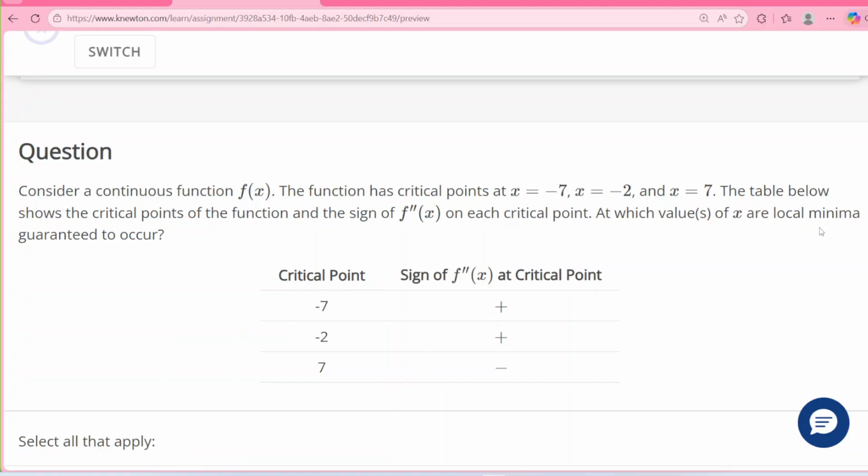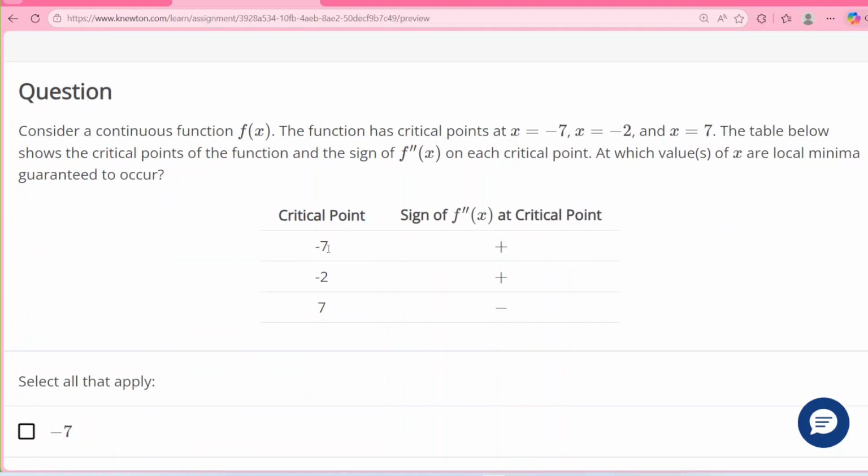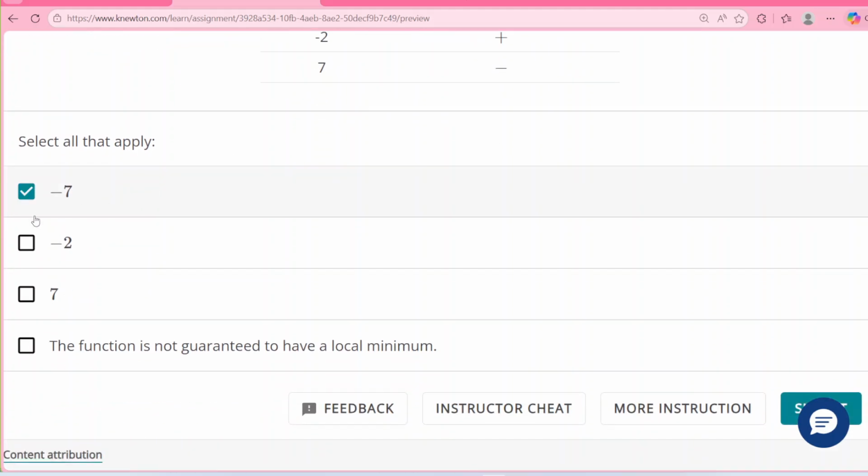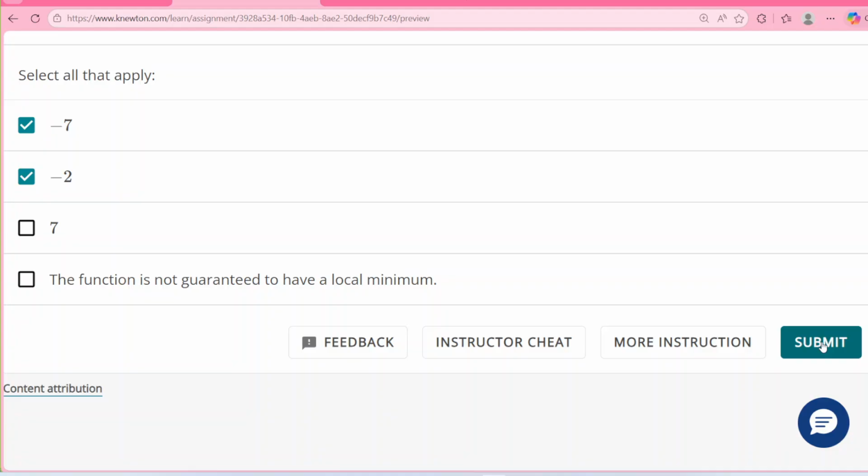So remember, if you're at the bottom of a valley, you're at a place where there's a local minimum. Remember, that's where you're on a piece of curve that's concave up. So it would have a positive second derivative. So these critical points where the second derivative is positive, plus signs here, that's where the function f would have a local minimum. And then this point at x equals 7, where the second derivative is negative, that's where you'd have a local maximum. So the only ones we're selecting, again, are the ones where a local minimum is guaranteed to occur. That's at -7 and -2. So pretty simple one there with the chart and all the positives and negatives already identified.